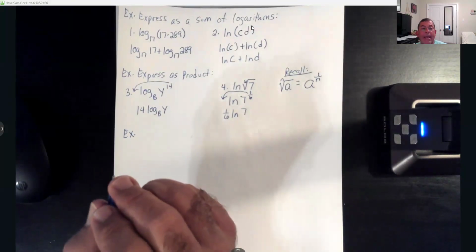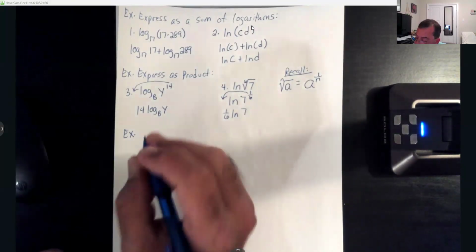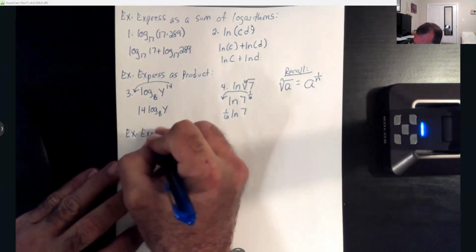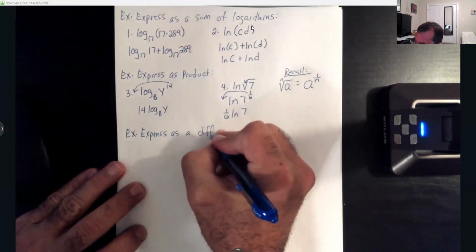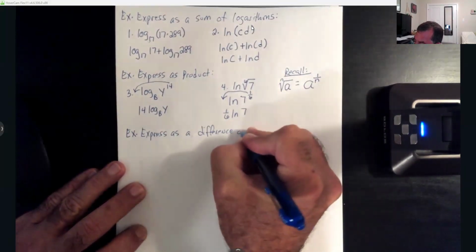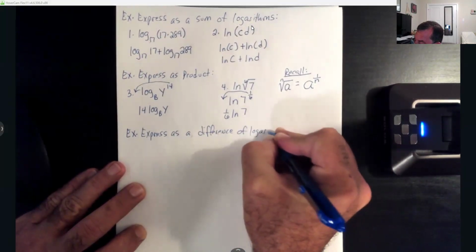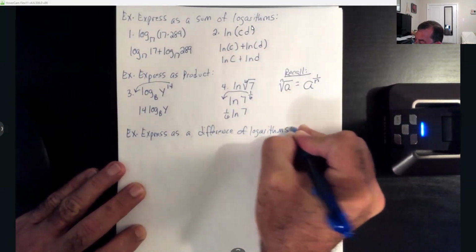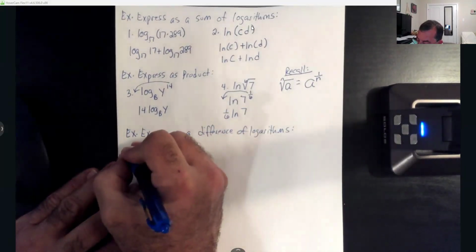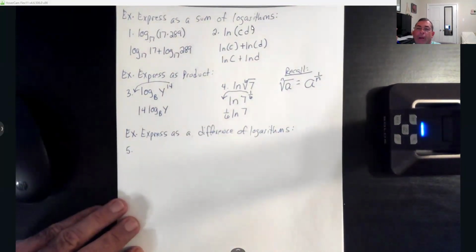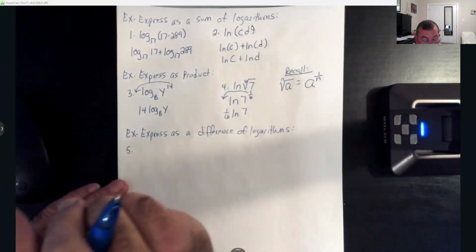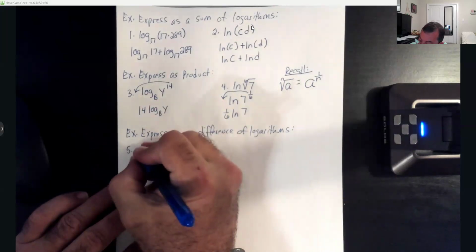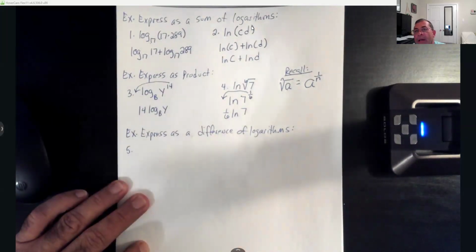All right, y'all, so let's see. Next, we're going to express as a difference of logs. So each of them, those 3 properties, they give you 2 warm-up exercises basically on all of those, okay? All right, y'all, this is where I rewrote them as the difference, with the top minus the bottom.